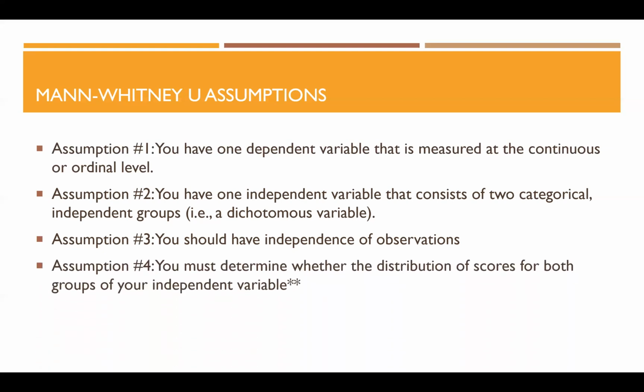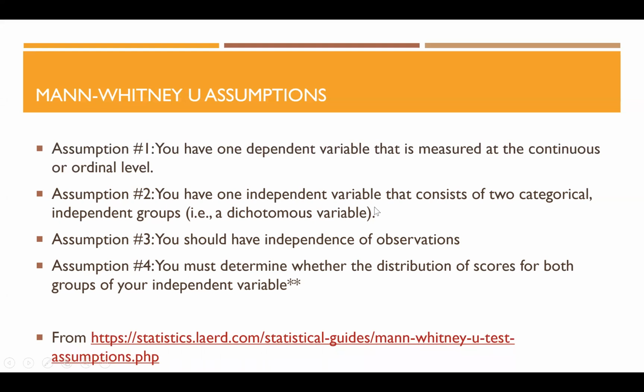And the last one, and there are some words missing here, I discovered this morning. I'll have to plug them in in a minute. You must determine whether the distribution of the scores for both groups of your independent variable come from the same distribution, the same population, or have the same shape. I think I actually corrected it on the slide a little bit later. Now, again, most of the time in this course, we can assume those assumptions are true. I'm going to walk you through that in one of the examples in just a minute.